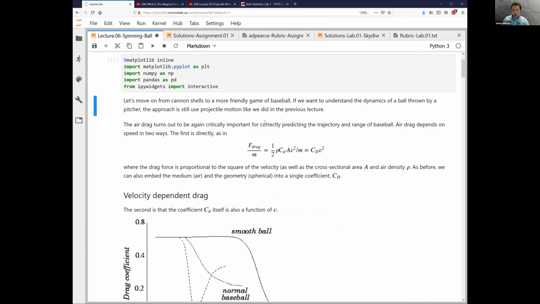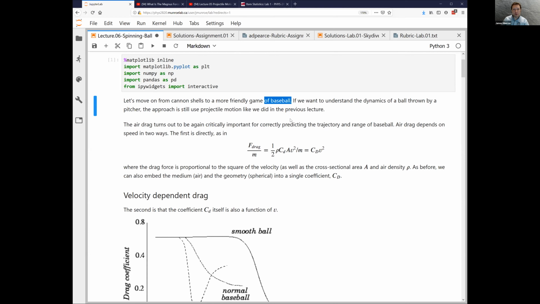And the idea is, rather than looking at projectiles that are going to cause damage, like cannon shells, let's consider something a little more friendly, like baseball. We're going to write some models to understand the dynamics of a spinning thrown baseball. Air drag, again, of course, is important in any real projectile motion.